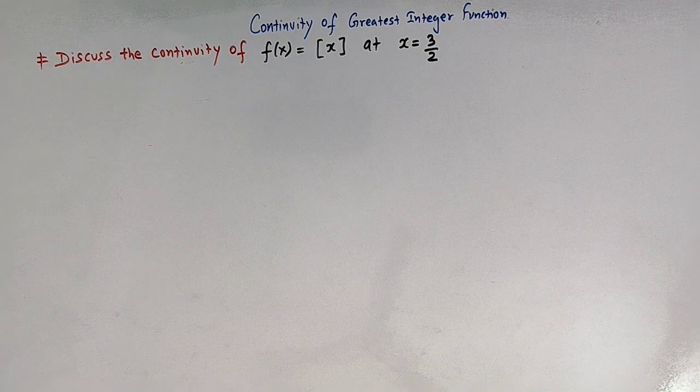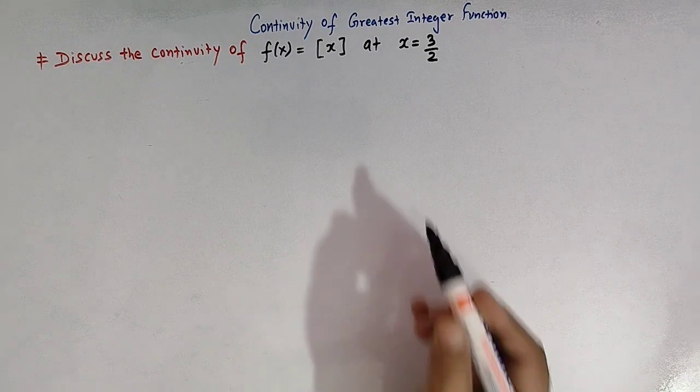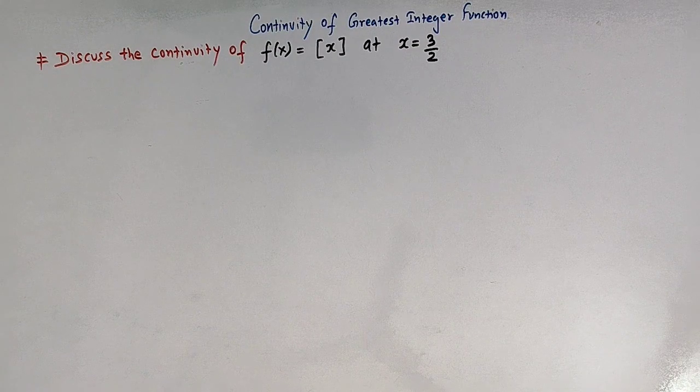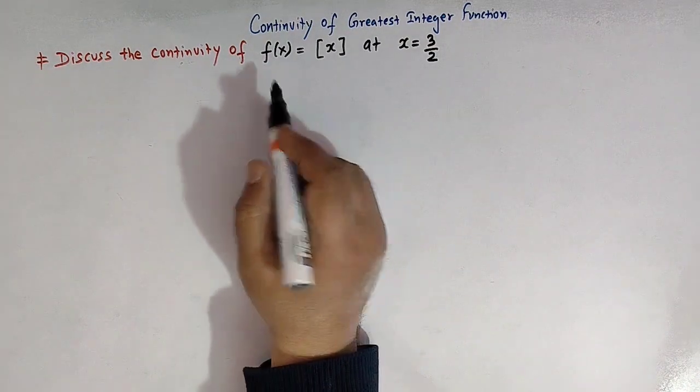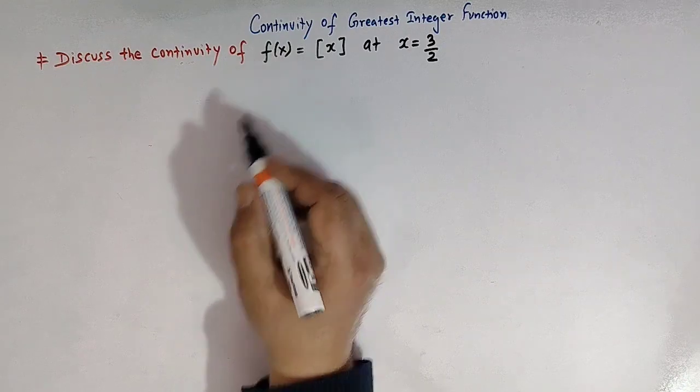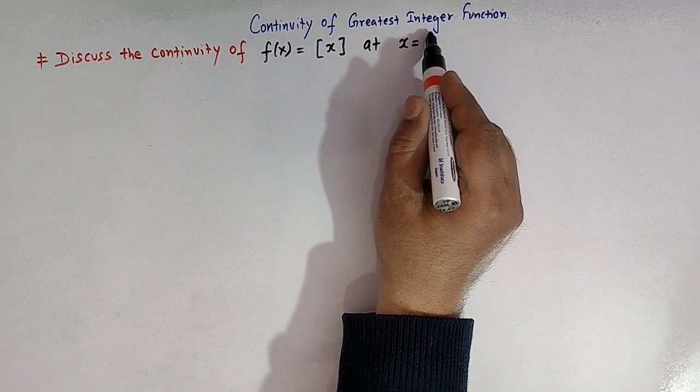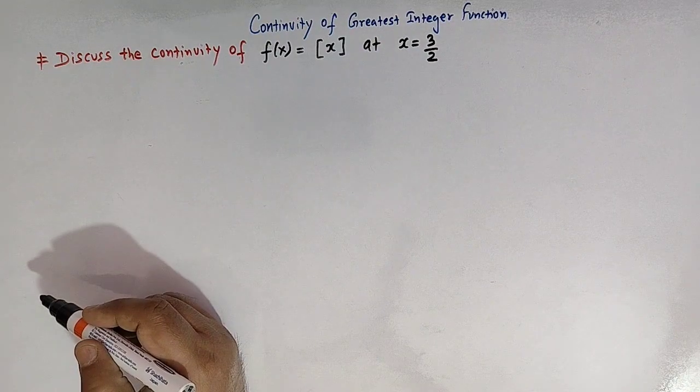Hello viewers, in today's class we are going to discuss the continuity of the greatest integer function at the point x is equal to 3 by 2, right? So here we'll see whether the greatest integer function is continuous or discontinuous at the non-integral points, right?